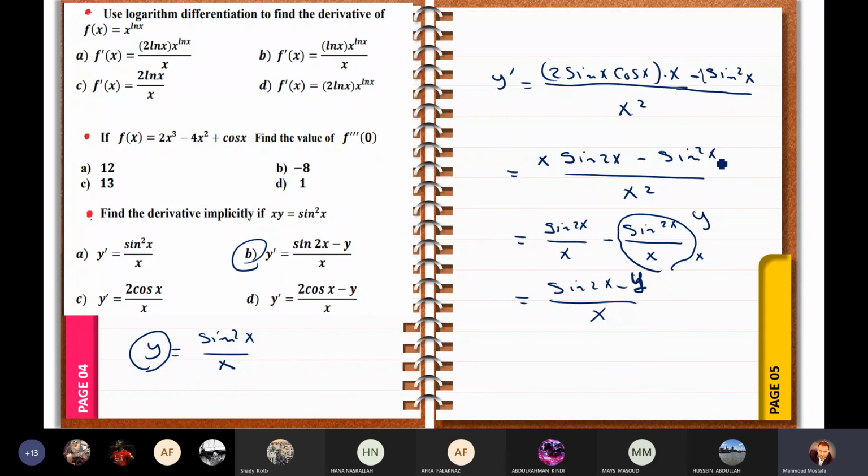Minus sine squared x over x squared. X squared, we can put it as x multiply x. Why? Because sine square x over x, it's y. The form here has y over x, the same denominator, so you can put it sine 2x minus y over x, because x and x here are the same. Okay, teacher, thank you. Welcome.